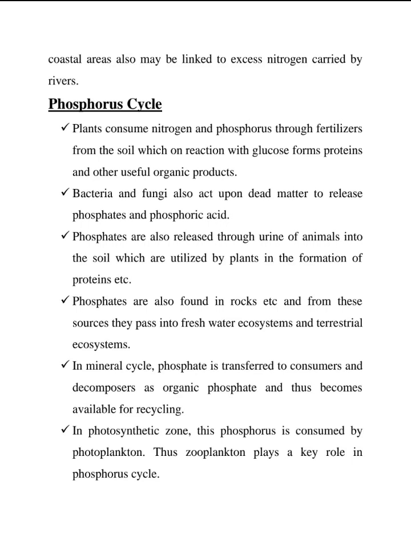proteins. Phosphates are also found in rocks, and from these sources they pass into freshwater ecosystems and terrestrial ecosystems. In the mineral cycle, phosphate is transferred to consumers and decomposers as organic phosphate and thus becomes available for recycling. In the photosynthetic zone, this phosphorus is consumed by phytoplankton, thus zooplankton play a key role in the phosphorus cycle.